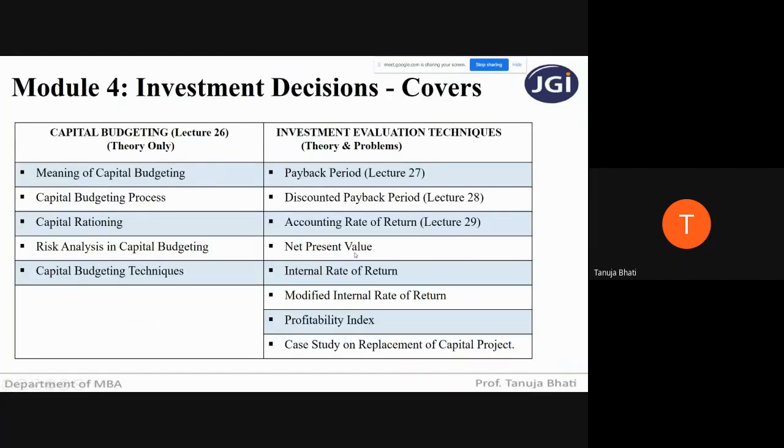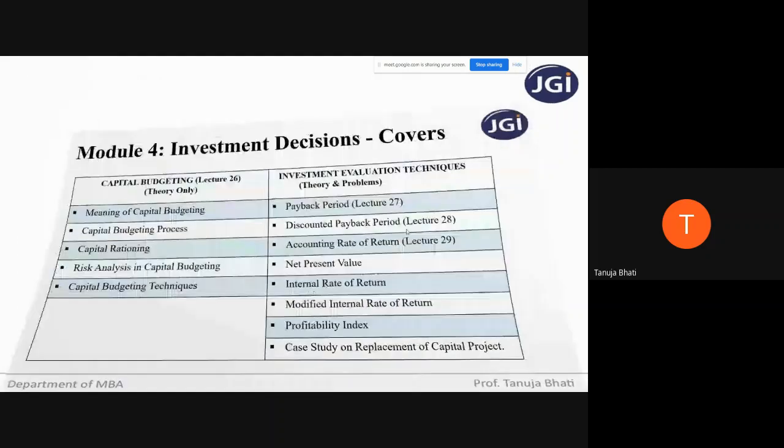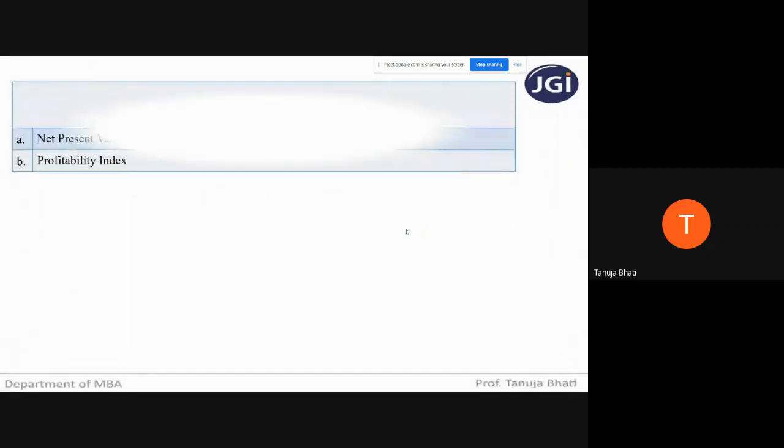So as we know, this particular module covers capital budgeting theory, which we have already covered in lecture number 26. Then investment evaluation techniques. In that we have already seen the traditional methods for capital budgeting techniques, that is the payback period, discounted payback period, accounting rate of return in lectures number 27, 28, 29 respectively. Now we are left with the modern techniques for investment evaluation. So today we will be covering net present value and profitability index.